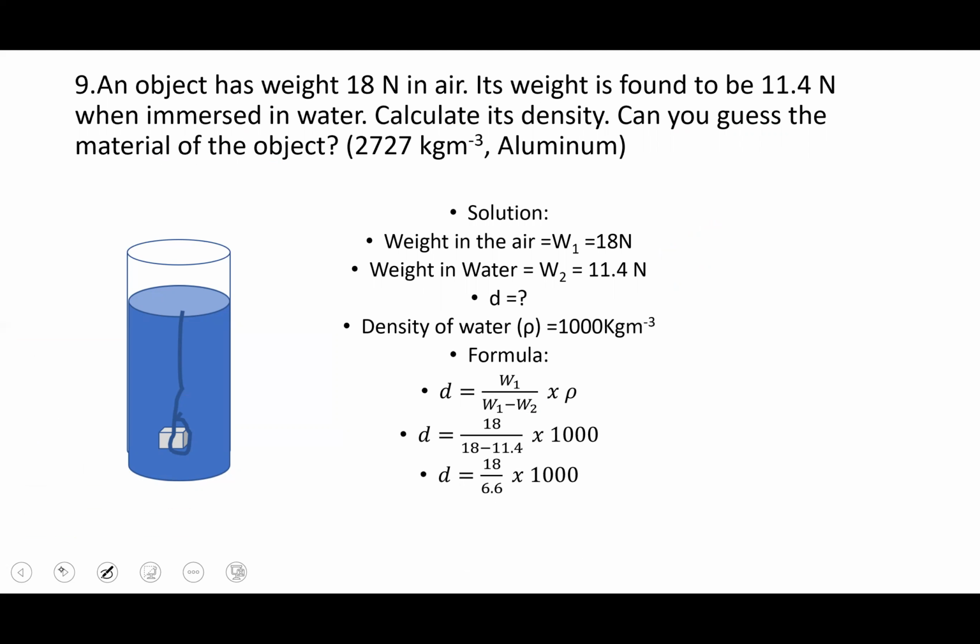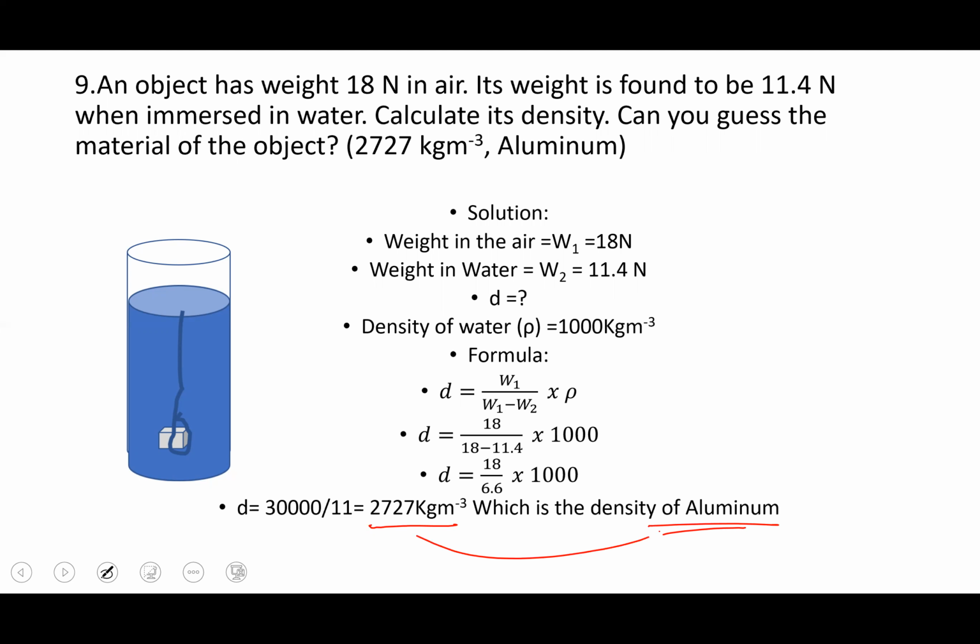And if we continue, 18 divided by 6.6 multiplied by 1000, putting in the values, it will be 30,000 divided by 11, which will be approximately equal to 2727 kilogram per meter cube, which is the density of aluminium. This density is of aluminium. So that is why we can say that this element which was immersed into the liquid was aluminium.